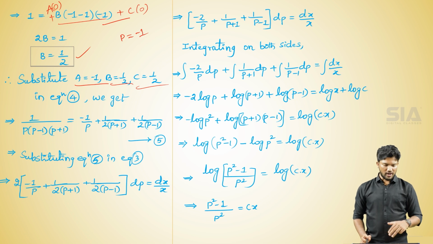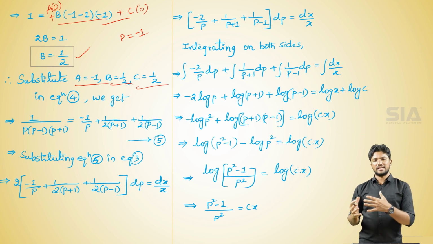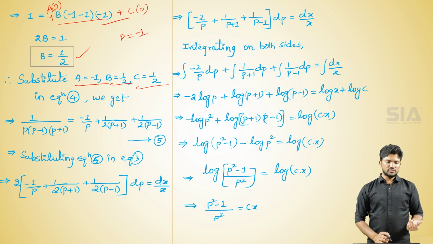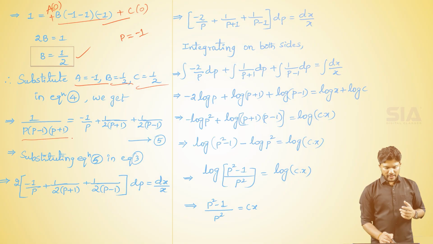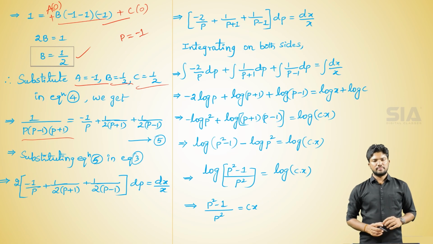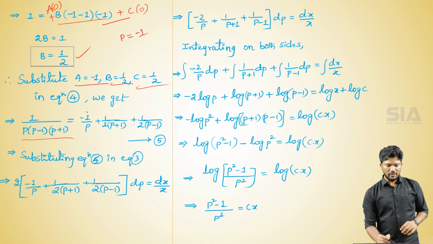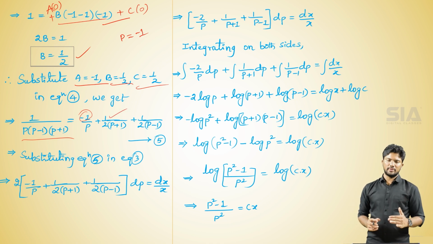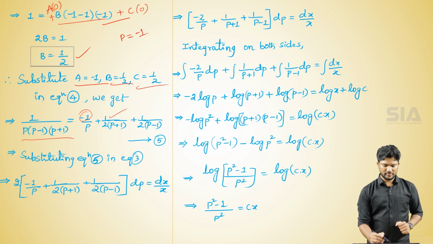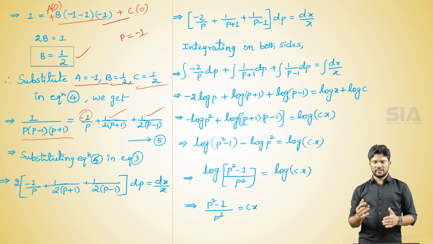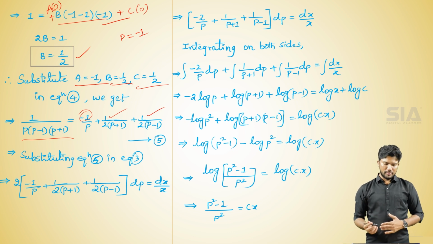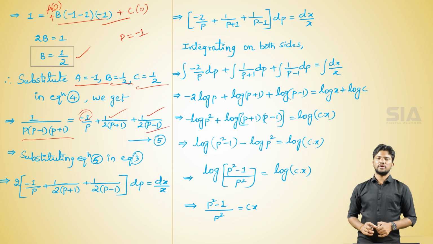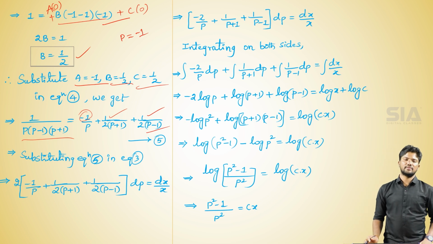Now after getting the A, B, C values, substitute those values in equation number 4. Then you will get 1 by p into (p minus 1)(p plus 1) is equal to A value minus 1, that is minus 1 by p; B value is 1 by 2, so 1 by 2 into (p plus 1); C value is also 1 by 2, so 1 by 2 into (p minus 1). That is taken as equation number 5.